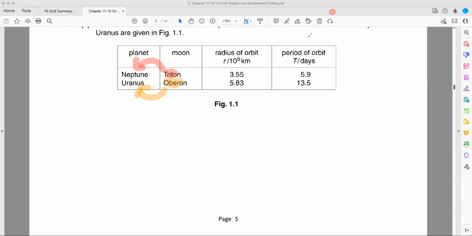Sir, what was the answer to the last one? 1.0 times 10 to the power 26 kilogram.